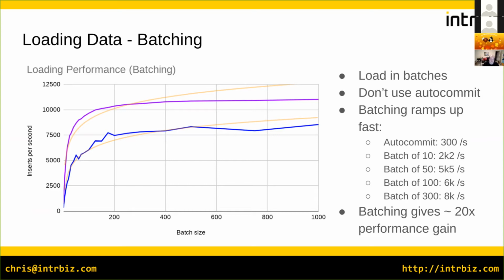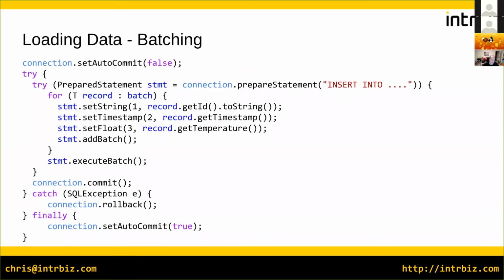Now, if we scale up to a batch of just 10 records at a time, so we insert 10 records and then commit the transaction, we can actually at that point insert at 2,200 records a second. And again, if we scale up to a batch of just 300 records at a time, we can insert at about 8,000 transactions a second, or in other words, 20 times faster. And this isn't actually particularly difficult to do programmatically.